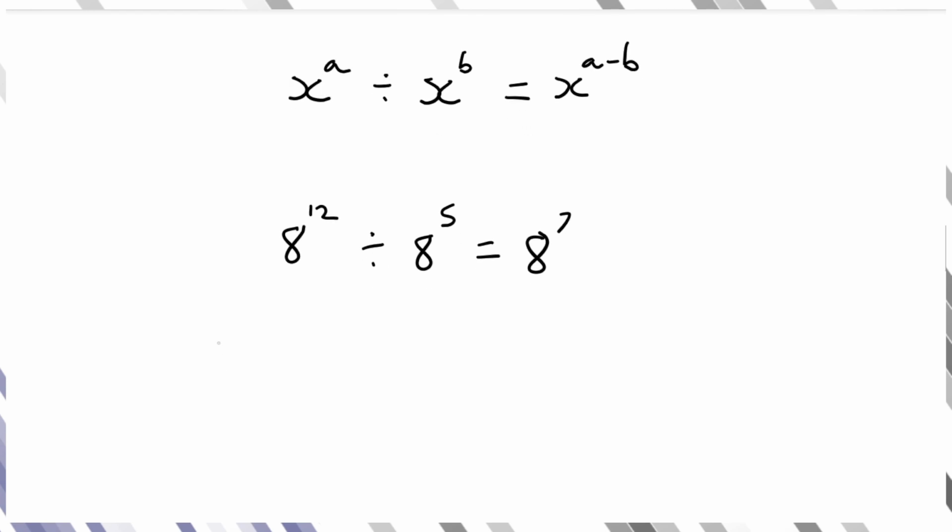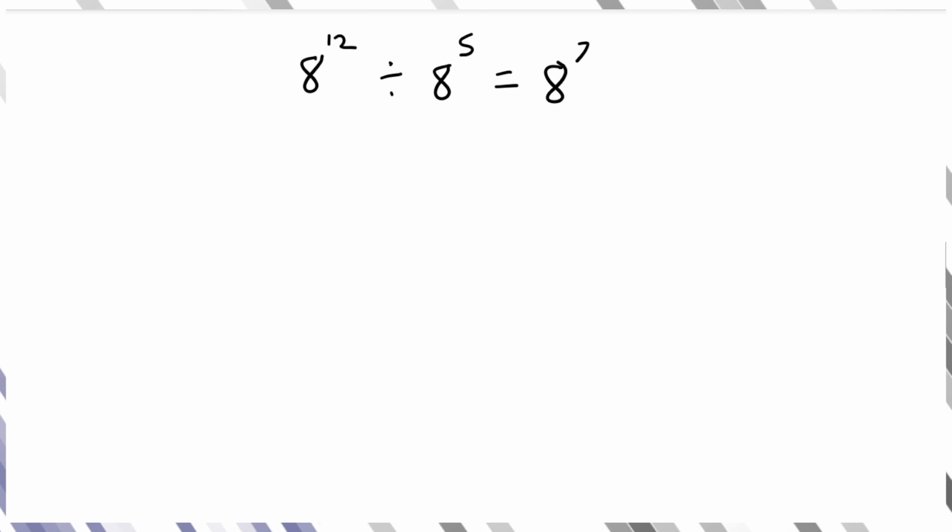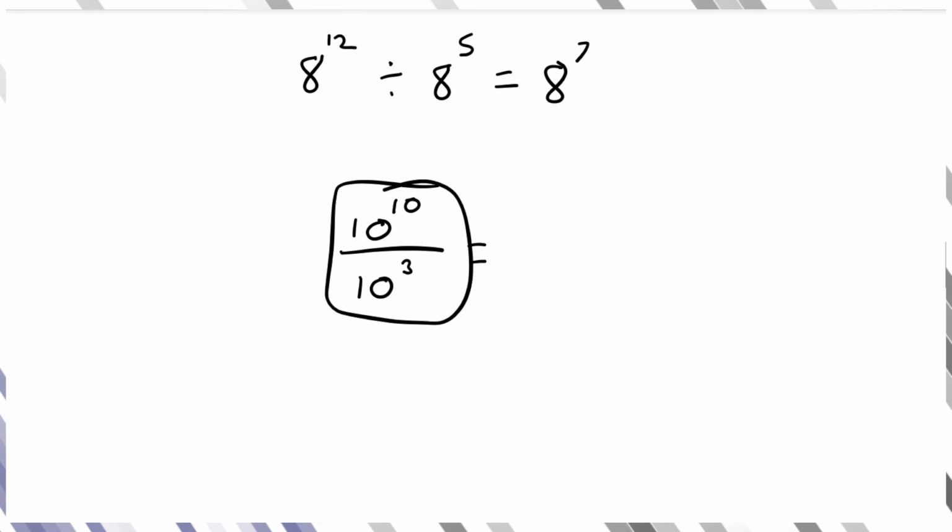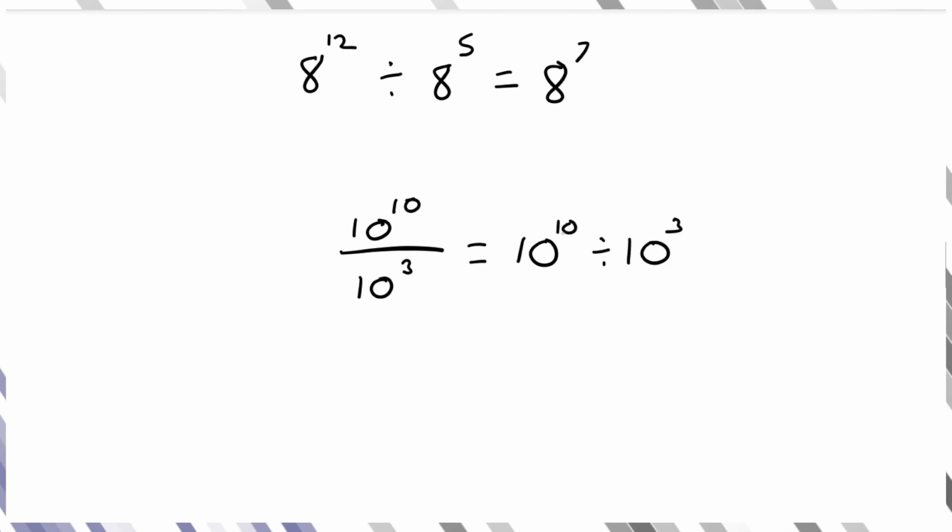Alright, so let's put that into a slightly different format. Let's say we've got 10 to the power of 10 over 10 to the power of 3. Now, when you have a fraction like this, it's exactly the same as division. 10 to the power of 10 over 10 cubed is the same as 10 to the power of 10 divided by 10 to the power of 3. So in this one we can do 10 minus 3, which is 7, so the answer is going to be 10 to the power of 7.